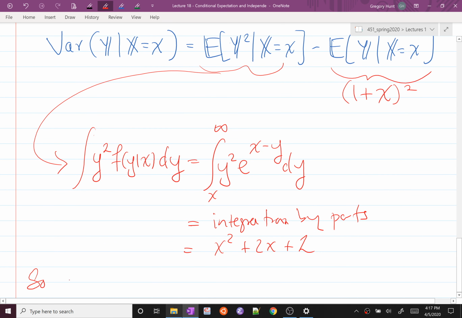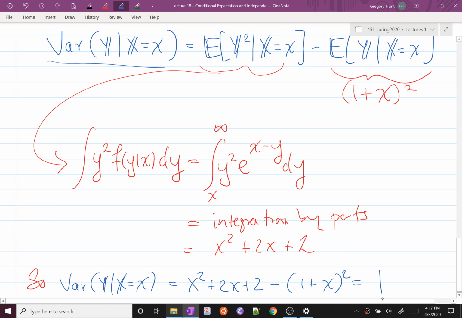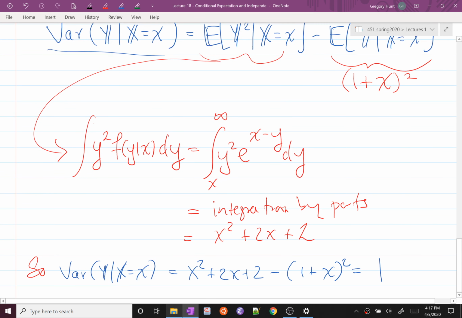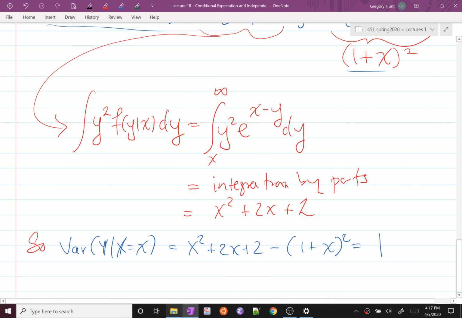And so altogether, if we wanted our variance of y given x, little x, it's x squared plus 2x plus 2 minus (1 plus x) squared. We expand out that square, which leaves us with just 1, right? So in this case, the conditional expectation, which is 1 plus x, does depend on x, but the variance actually is independent of x, and that can happen. So that's a nice little example, and it gives you some practice with integration by parts, which is always good for the soul.